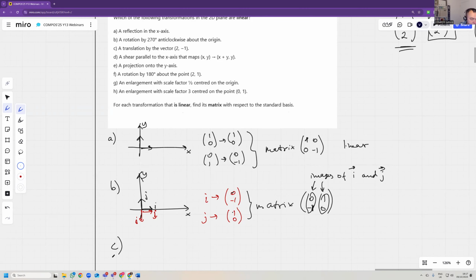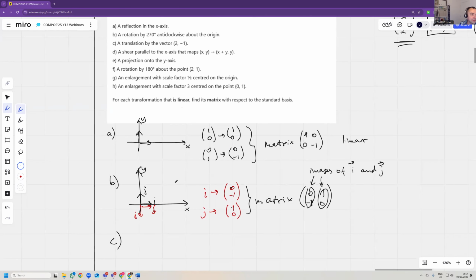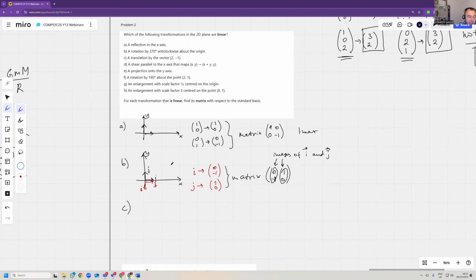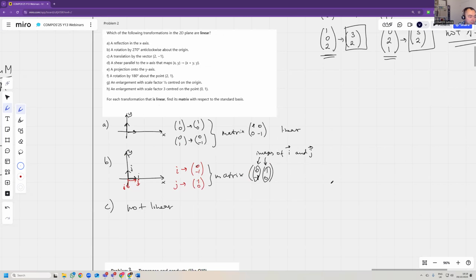C, translation by the vector. Well, translation is not a linear transformation, not linear, because (0, 0) is not transformed onto (0, 0). So that's not a linear transformation.